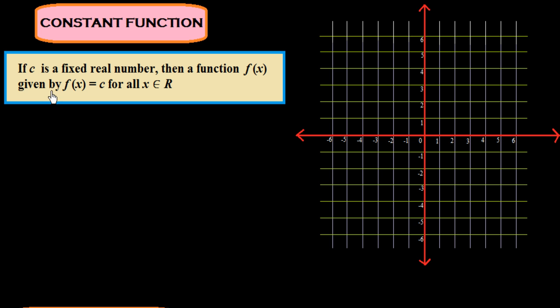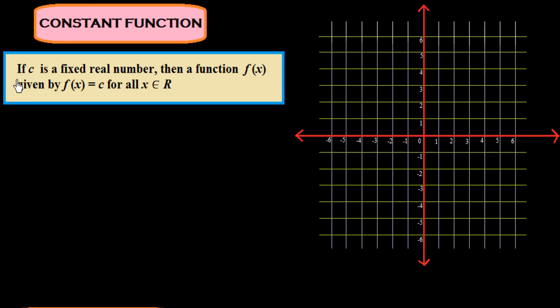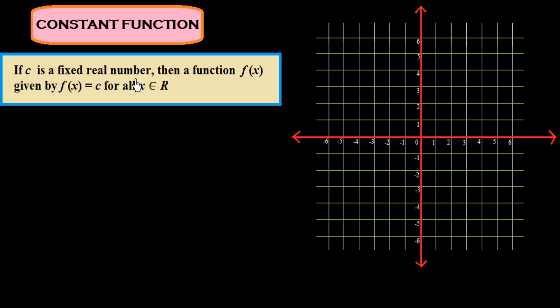Here first I would like to define the constant function. If c is a fixed real number, then a function f given by f of x is equal to c for all x belongs to R, the real numbers. So look at this figure, this horizontal axis is our x-axis, and this vertical axis is our y-axis. This is our origin. Now I would like to explain with one example.